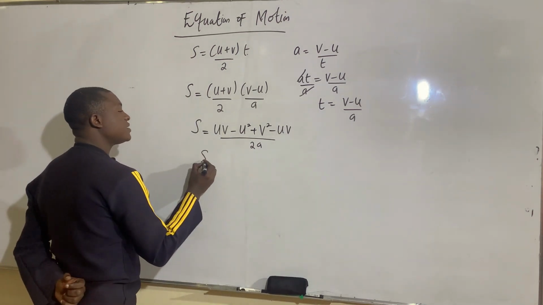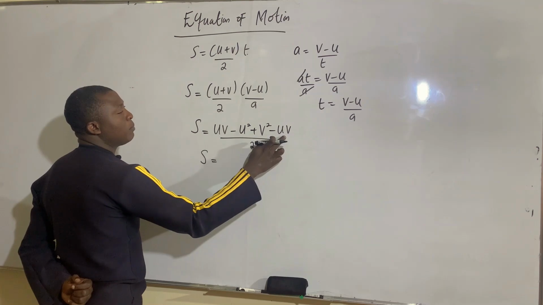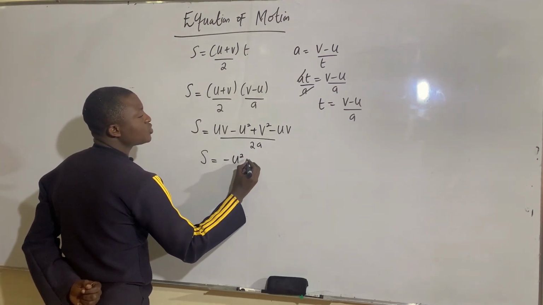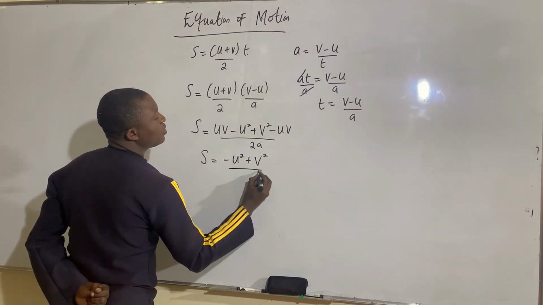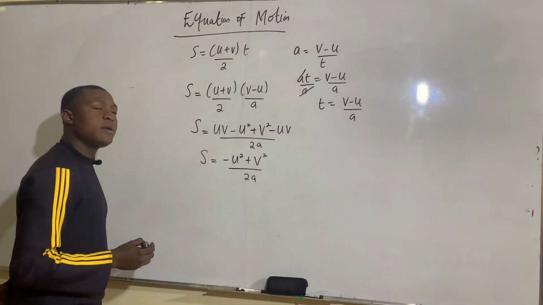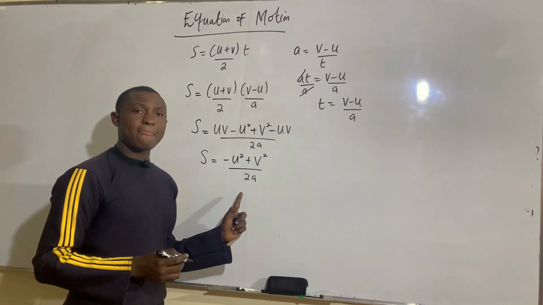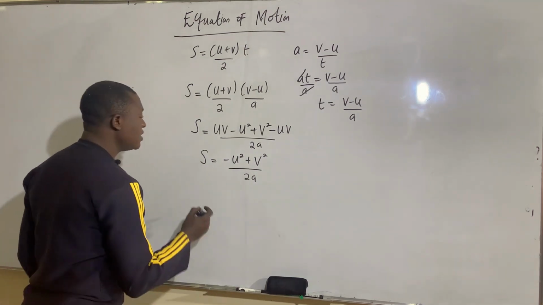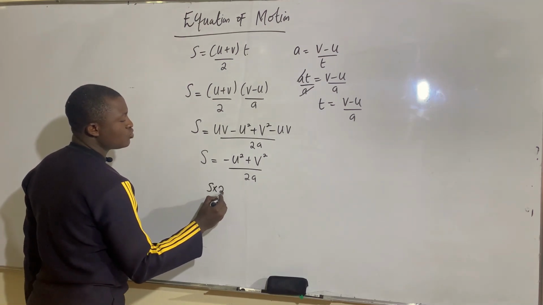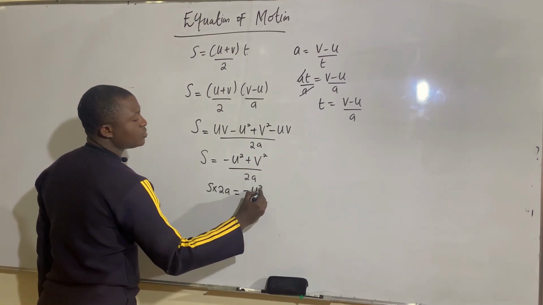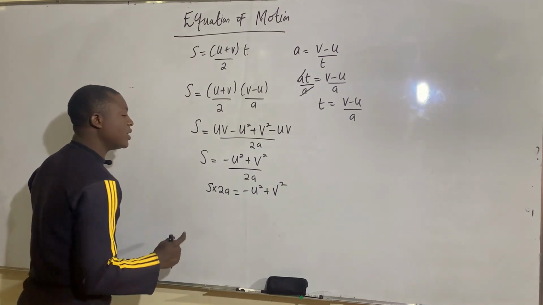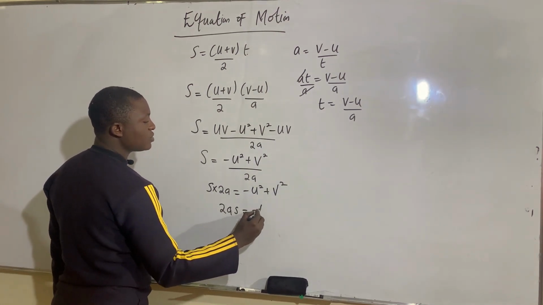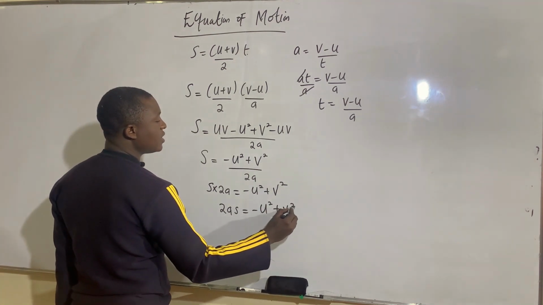So here we have x equal to uv minus uv, that's going to be 0. So what we have left now is minus u squared plus v squared all over 2a. So can you get the next step here? Yeah, fine. We cross multiply, meaning x and 2a will multiply each other. So we have x times 2a equal to minus u squared plus v squared. So s times 2a, definitely we are going to have 2ax equal to minus u squared plus v squared.